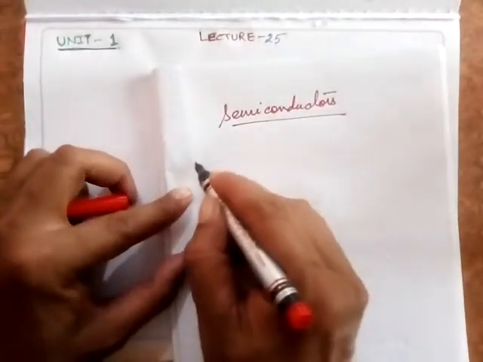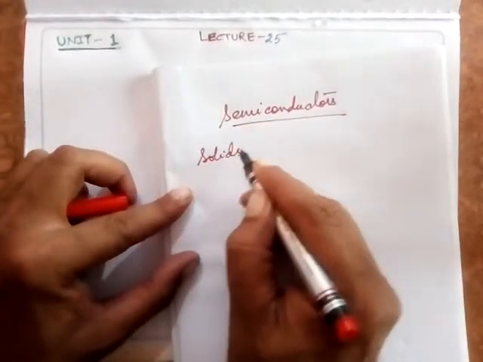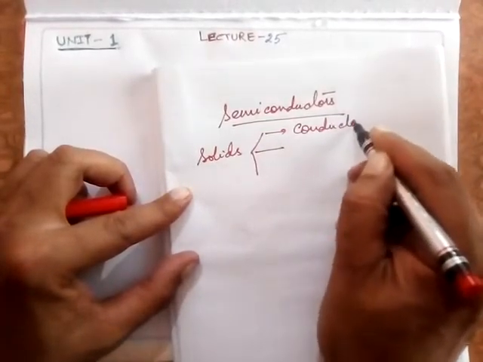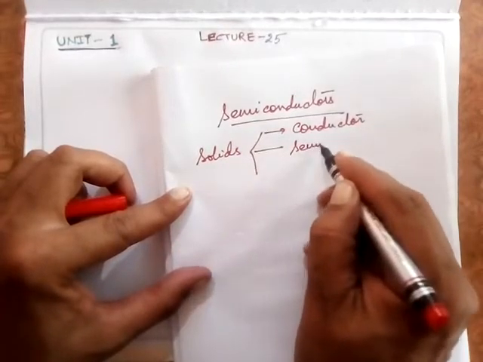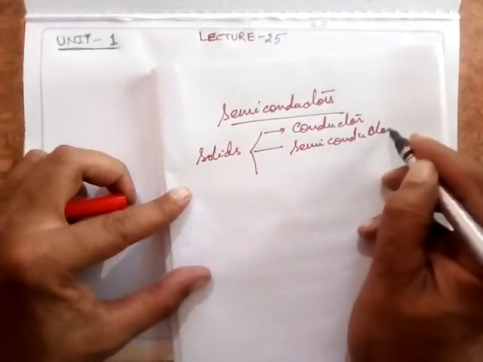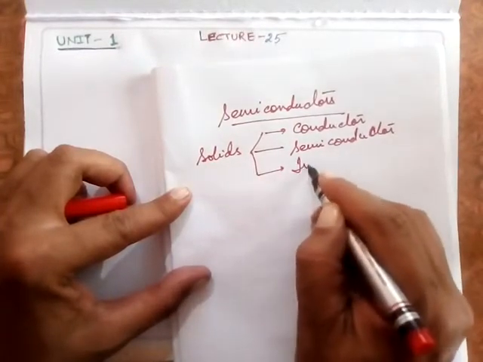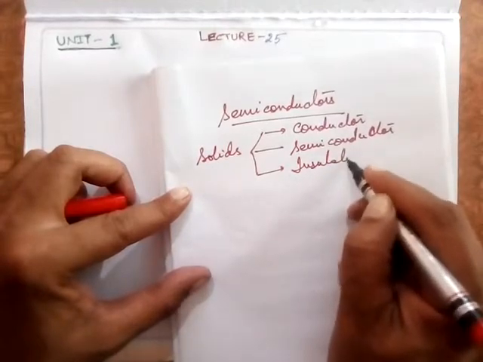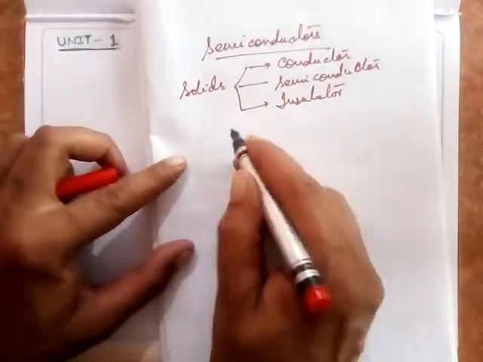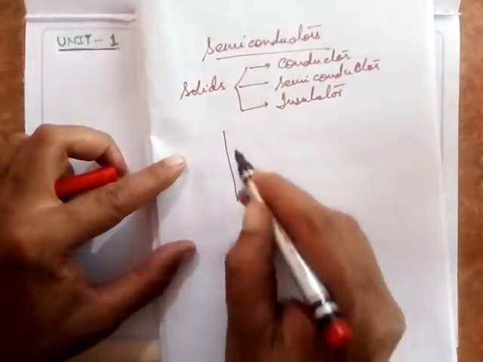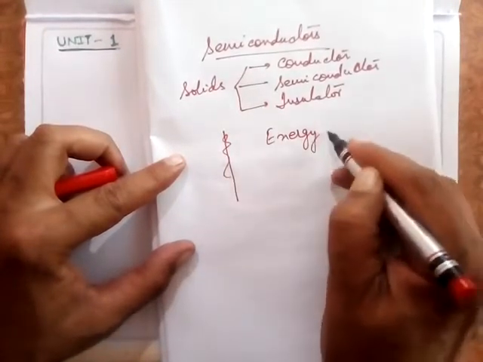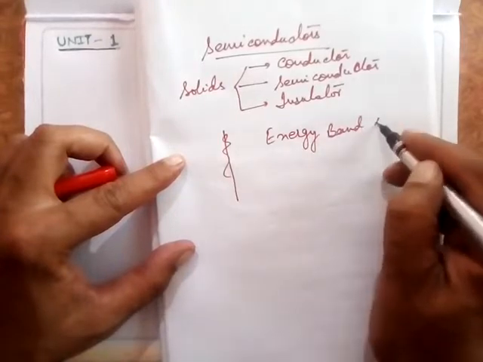Semiconductors. Now electrically, solids are divided into three categories, if I say. That is conductor, semiconductor, and insulator. And this classification is done on the basis of the conductivity, or on the basis of a diagram that is called the energy band diagram.